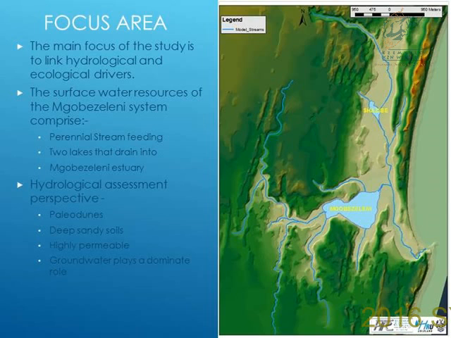Now from a hydrological perspective, these water resources sit in a coastal environment with very deep soils. Some of them are over 100 meters deep, highly permeable. So this system is actually driven by groundwater. So when we want to analyze it, we've got to move away from the concept of a hill slope type process to one that is groundwater dominated.